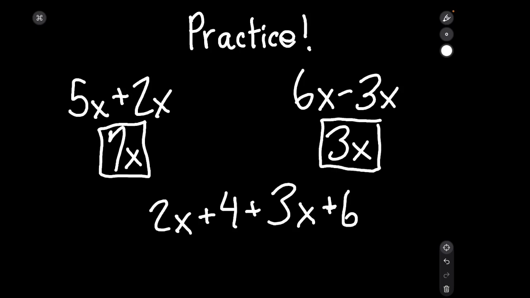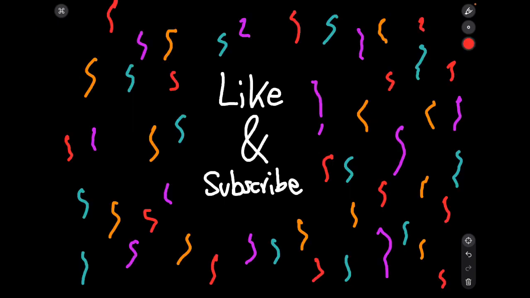And then for the last one, we have 2x plus 4 plus 3x plus 6. So we must combine the x terms first. So we have 2x plus 3x equals 5x. And then we combine the numbers, and then we have 4 plus 6 equals 10, so plus 10. And great job! Now you know how to combine like terms.